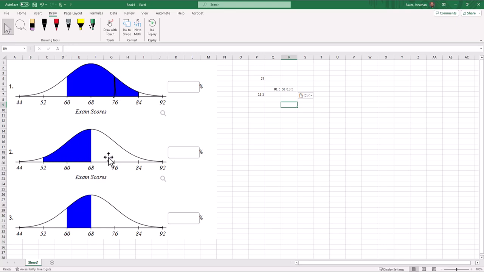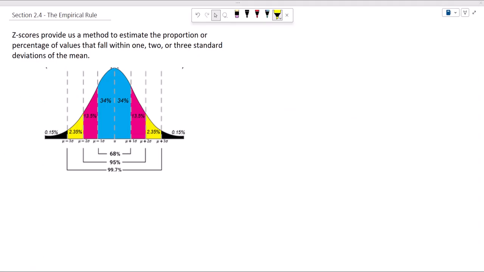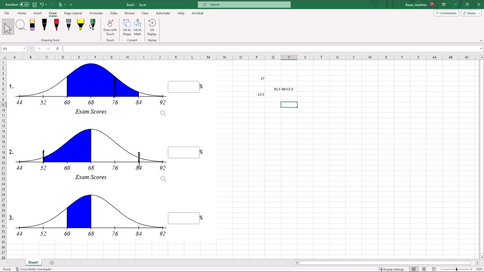Now here, I know that 2 standard deviations would go from here to here, and it would be, what was it? If you don't remember, click in your cell, look at your notes. 2 standard deviations is 95. This is half of it. We have one side shaded and one side not shaded. So equals 95 divided by 2.